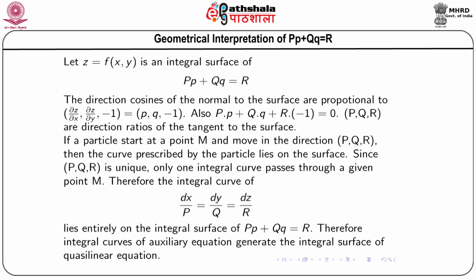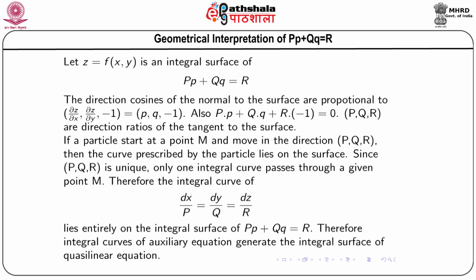And with the standard notation, we can write the direction cosines are proportional to p, q, minus 1. So, in this equation, now look at the given equation Pp plus Qq equals to capital R, and this equation can be written in this way: capital P into small p plus capital Q into small q plus capital R into minus 1 equals to 0.